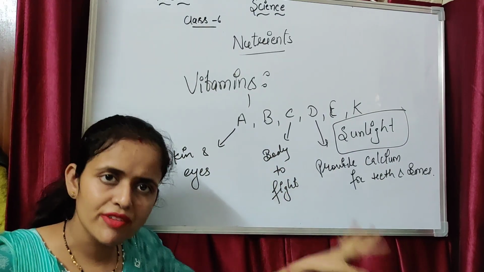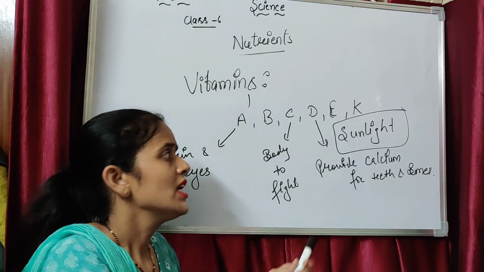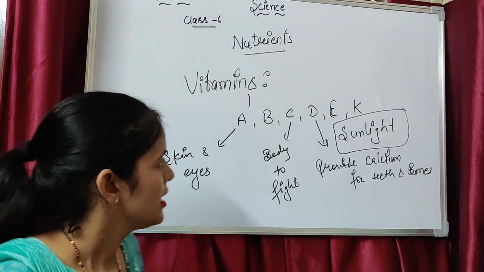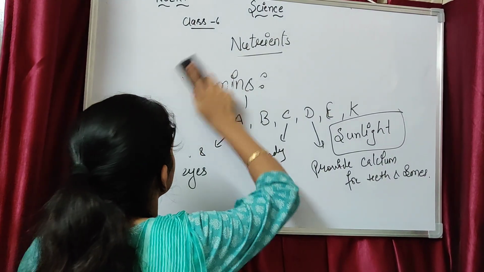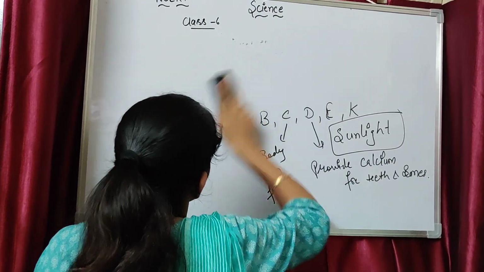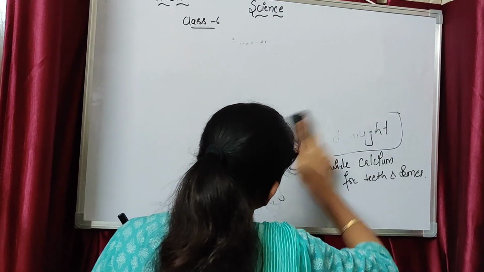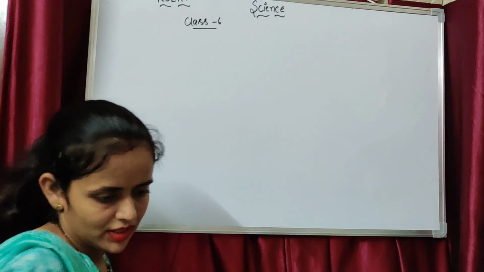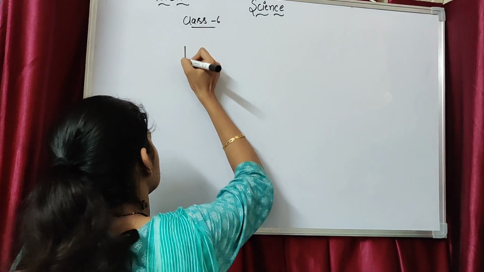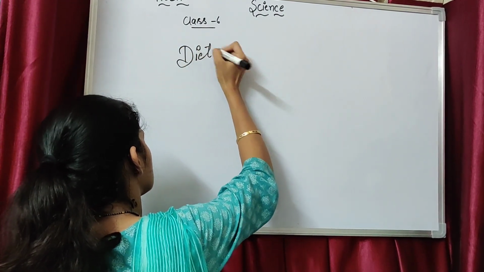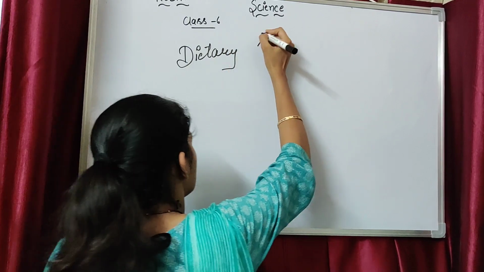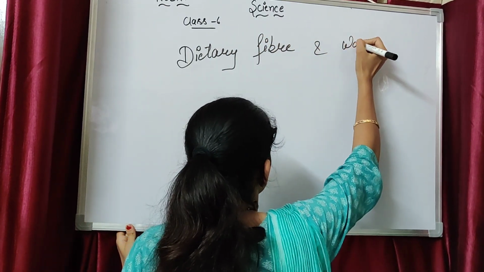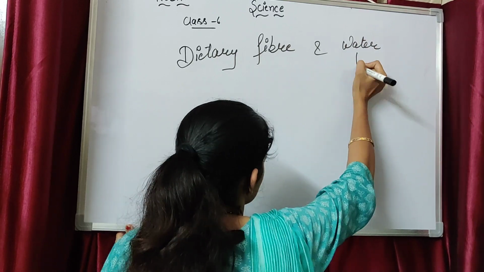All vitamins have different functions. Vitamin A has a different function, C has a different one, and D has a different one. So we will explain this later. Now, what I left is roughage and water. What is left? Roughage and water. Dietary fibers and water. Firstly, let us finish the water.